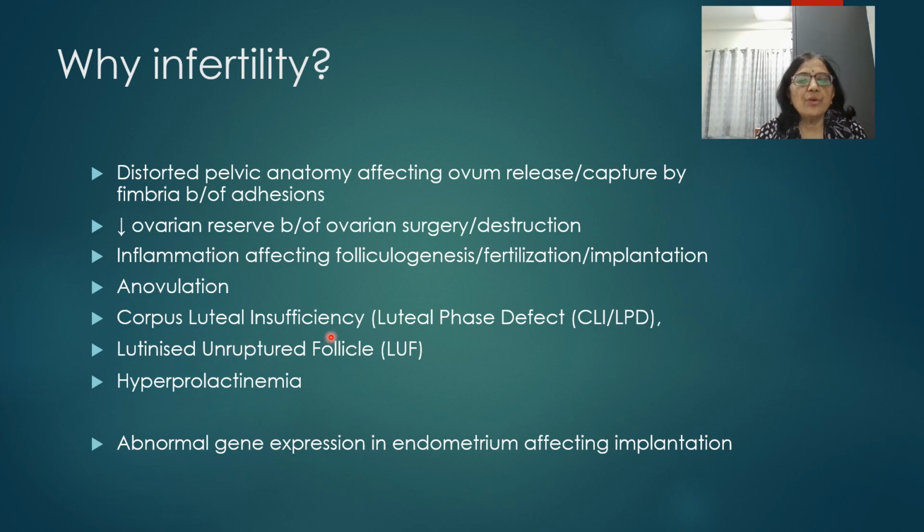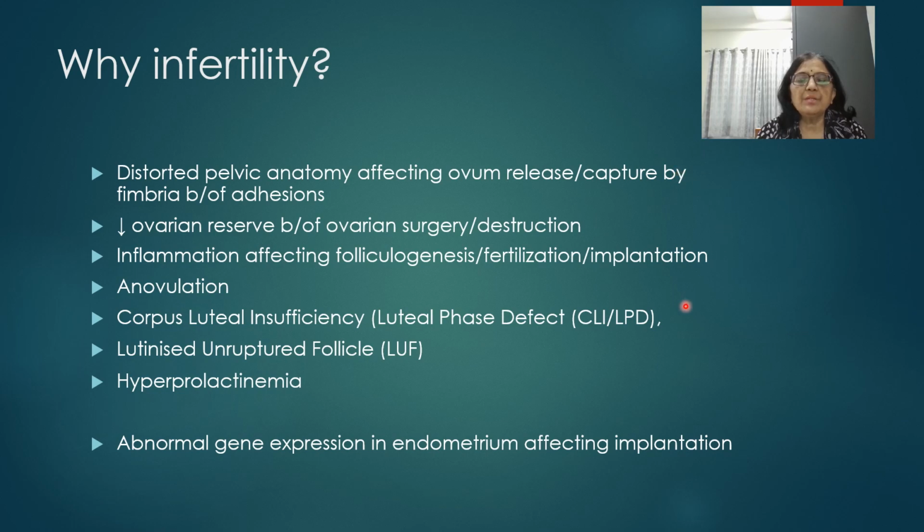It is associated with corpus luteal insufficiency or luteal phase defect. There can be luteinized unruptured follicles, especially because of the peri-ovarian adhesions. And an association of endometriosis and hyperprolactinemia is also seen by certain researchers. Whenever there is hyperprolactinemia, that adds to the problem of anovulation. The endometrium itself is not receptive for implantation because there is an abnormal gene expression in the endometrium, and that prevents a successful implantation.